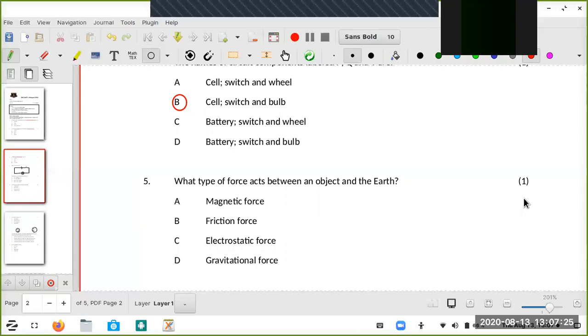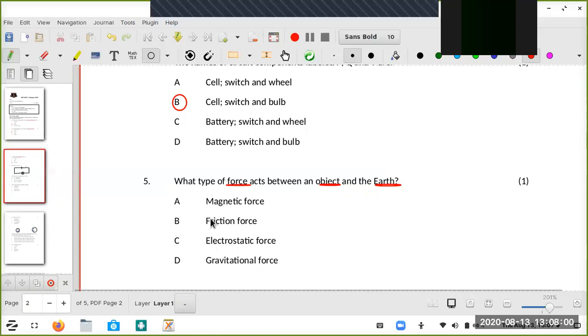Then, number 5, what type of force acts between an object and the earth, right? So we are looking at what? Forces. Forces between what? Object and what? Earth. Remember, Earth is a planet. So whenever we are looking at planets, we are looking at what? Gravitational force, right? So which then means that the force that we are looking for is gravitational, or it's a force that has to do with what? Earth, right? So in this case, it's gravitational.